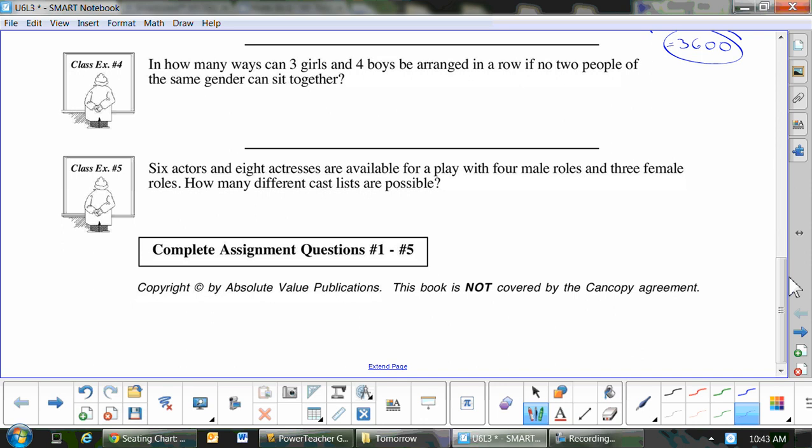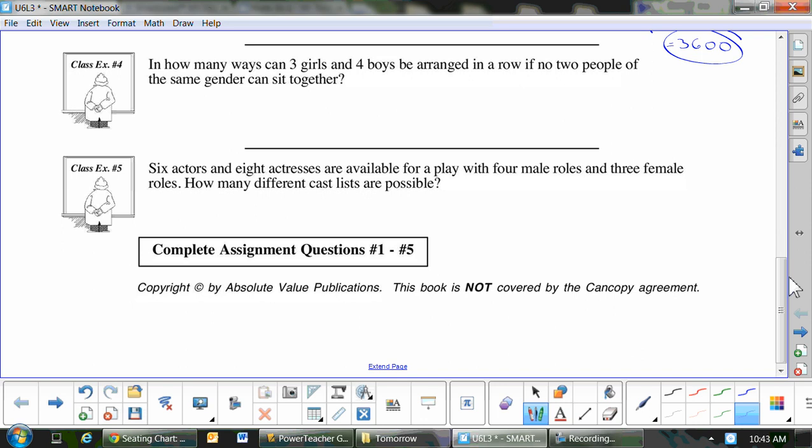Now, in how many ways can 3 girls and 4 boys be arranged if no 2 people of the same gender can sit together? Now, there is an unsaid thing about what's going on here. Because I know we're thinking it could be boy, girl, boy, girl, boy, girl, boy, or girl, boy, girl, boy, girl, boy, girl, boy. They have to alternate. We know that.